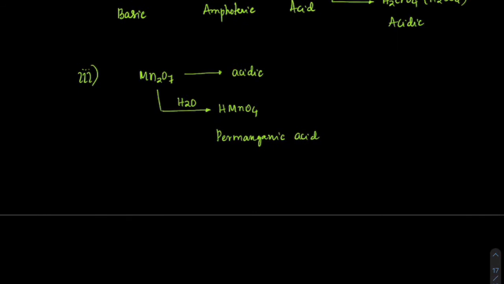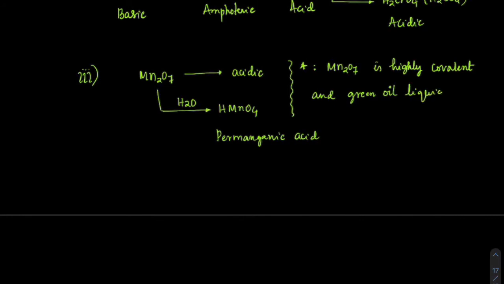And this Mn2O7 is highly covalent. So it does not dissolve in water that easily, but it will dissolve slowly. And this is called green oil liquid. Just remember its terminology. It's called green oil liquid.